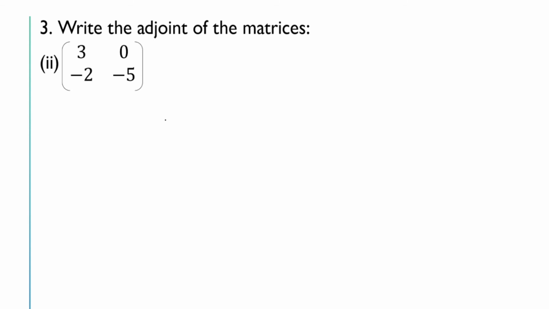The next one is 3, 0, minus 2, 5, minus 5. Let us take this as A. Then adjoint of A will be obtained by interchanging the diagonal elements and changing the sign of the remaining elements. This is the adjoint of the given matrix.